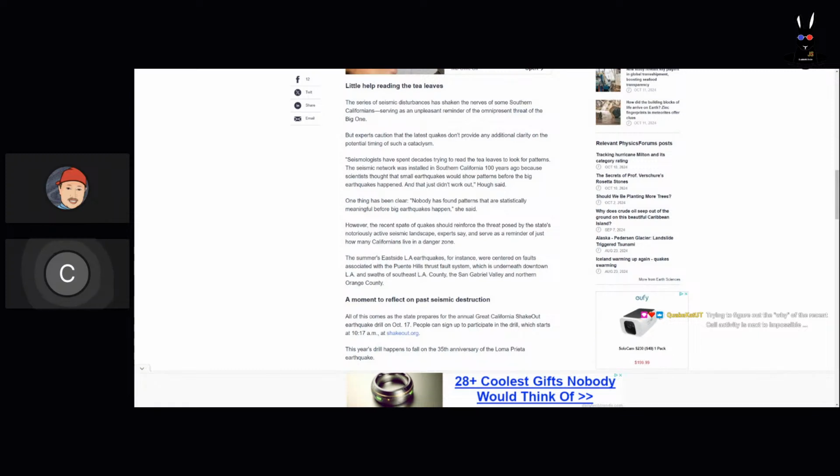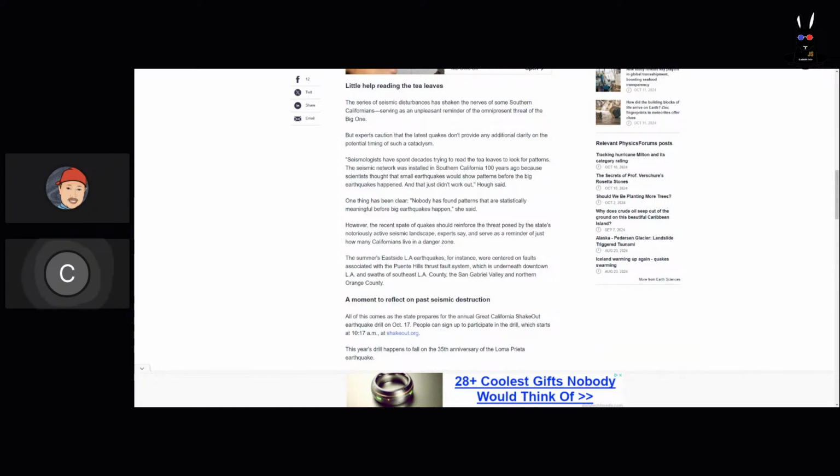The summer's East Side LA earthquakes, for instance, were centered on faults associated with the Puente Hills thrust fault system, which is underneath downtown LA and swaths of southeast LA County, the San Gabriel Valley, and northern Orange County. A moment to reflect on past seismic destruction.